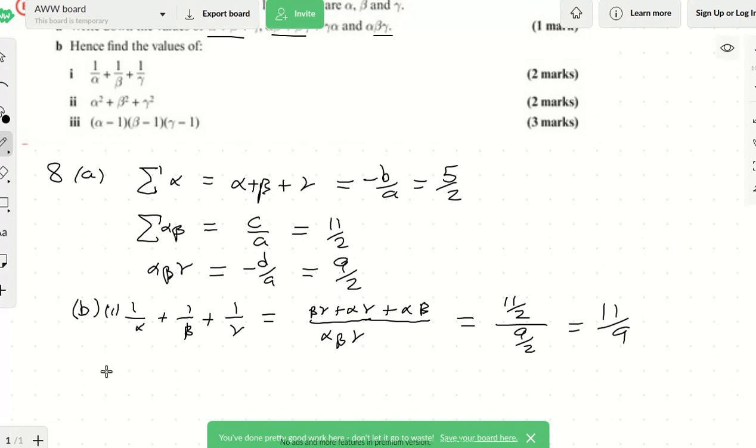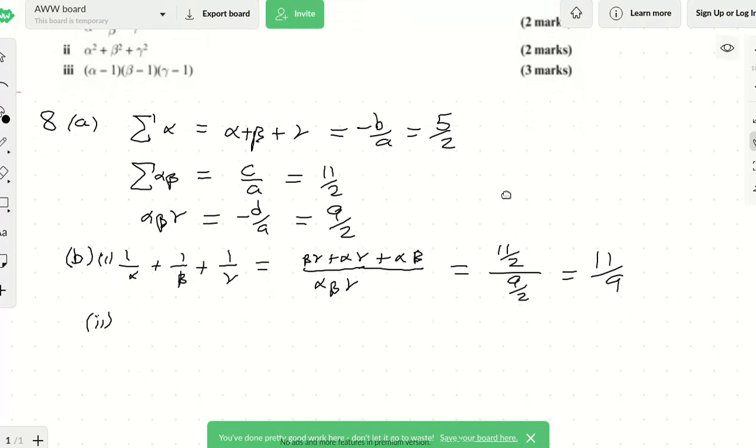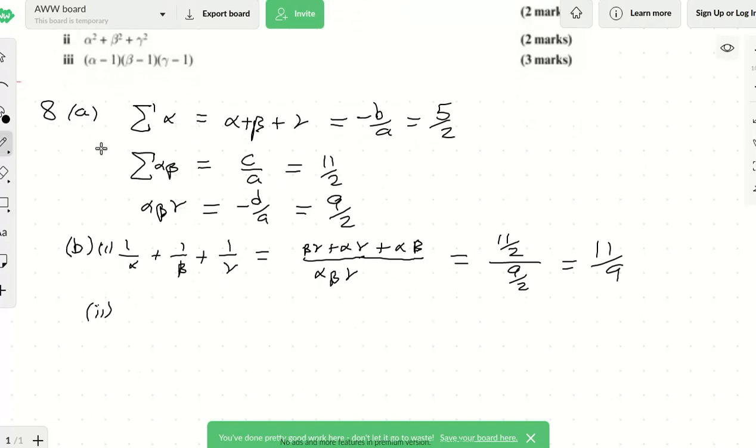Now, that's a relatively easy one. They get a bit more obscure. This is a good example. Alpha squared plus beta squared plus gamma squared. This is where this topic gets a bit more difficult. And you need to do a few of these questions to get used to the difficulty as well.